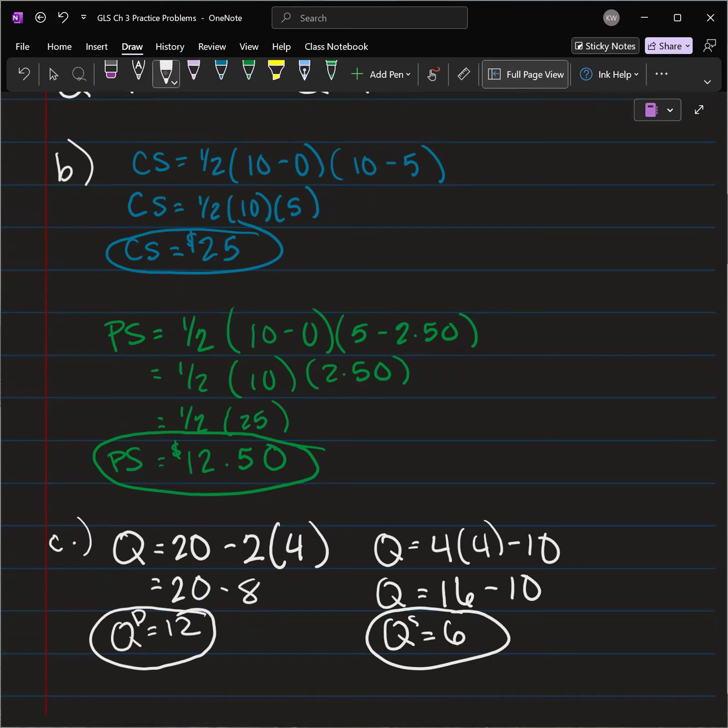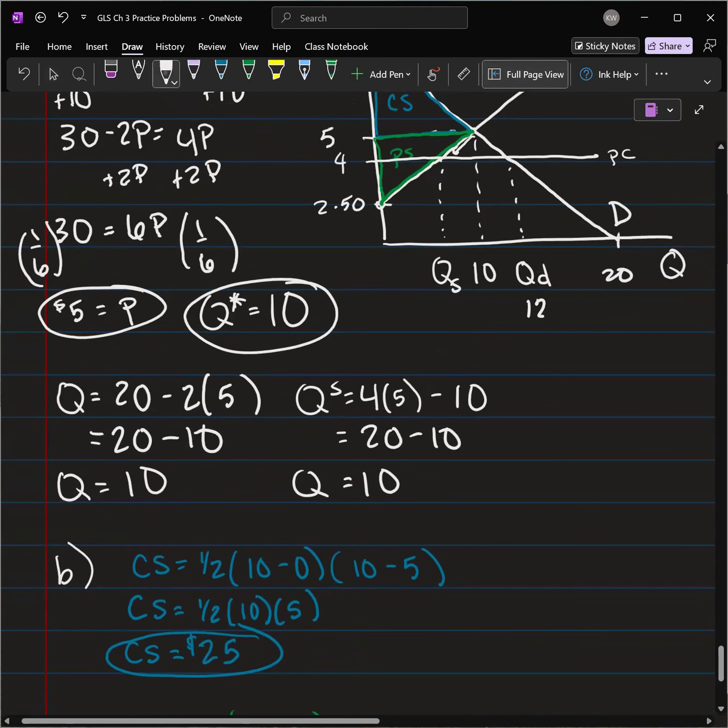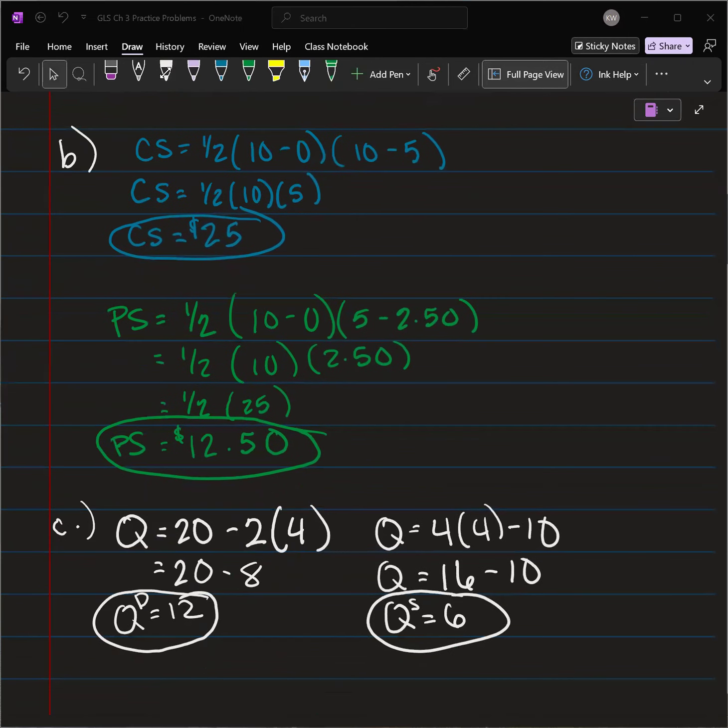And we can see that there is indeed a divergence between these two values. In this case, quantity demanded exceeds quantity supplied. And so we have a shortage of ice cream.